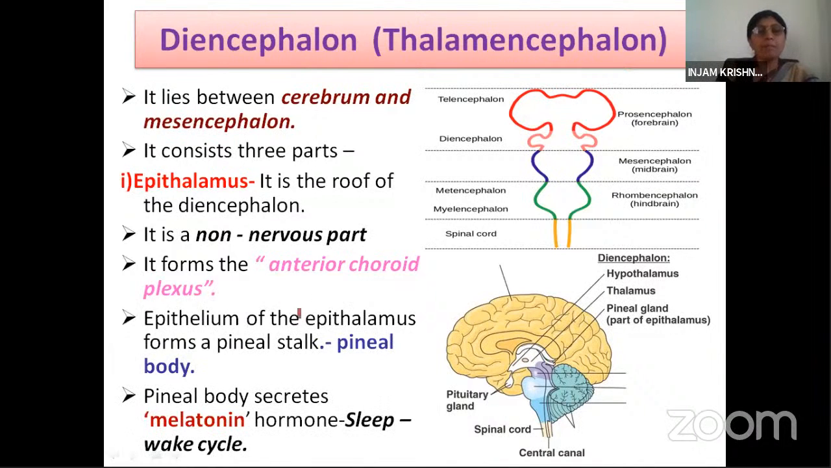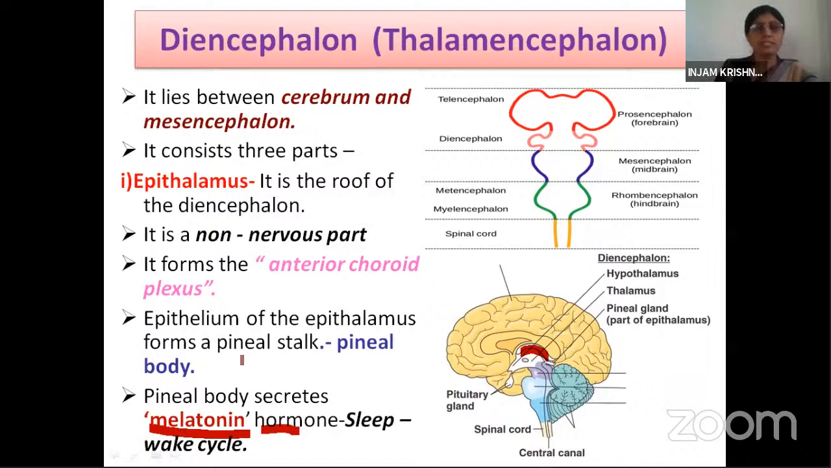Okay, the epithelium of the epithalamus forms the pineal stalk or pineal body. Here, are you able to watch here? This is the epithalamus, the non-nervous part, and here one small bulge is there. That is the pineal gland. Actually, the pineal gland, you know it, is part of the endocrine system. And the pineal gland secretes the melatonin hormone. The melatonin hormone controls the sleep and wake cycles.